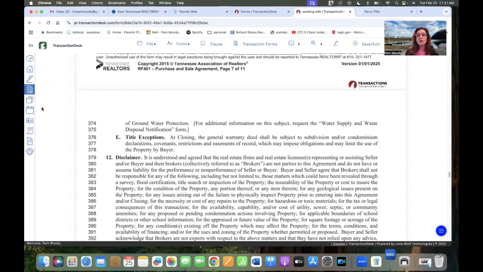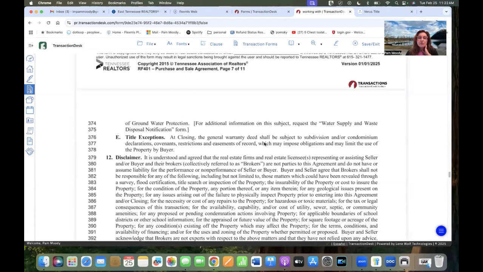Additional information, water supply and waste disposal notification forms. There's a lot of places in the county areas that have septics, and maybe they're old, and this is something that we would have to take care of during the inspection period, and this is really important.